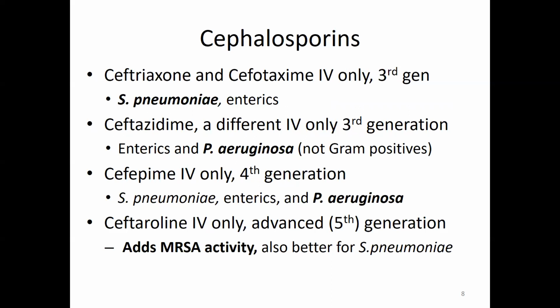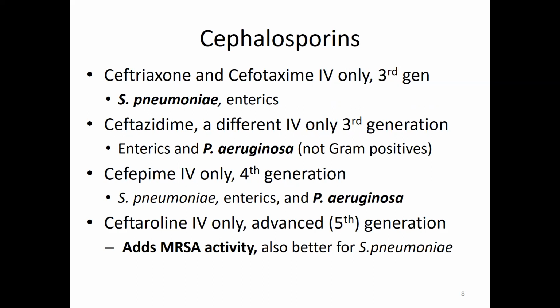Strep pneumoniae is really their claim to fame as being good for community-acquired pneumonia. If it's resistant to penicillin, it can still be susceptible to these third-generation cephalosporins. They're also very good for enteric gram-negatives, E. coli, Klebsiella, Proteus in particular.